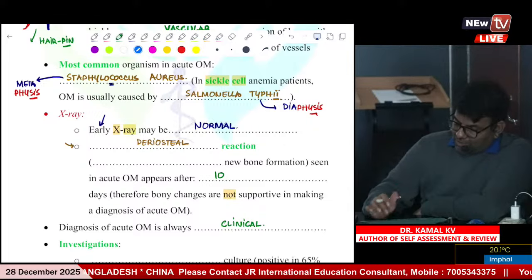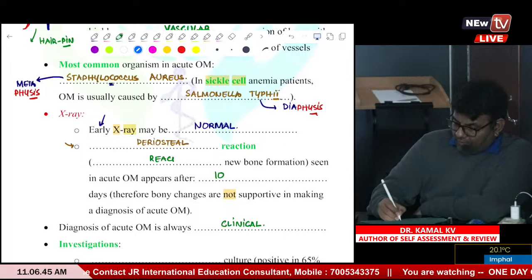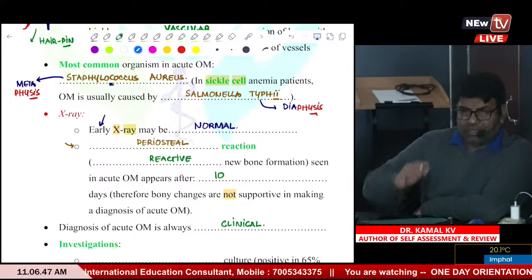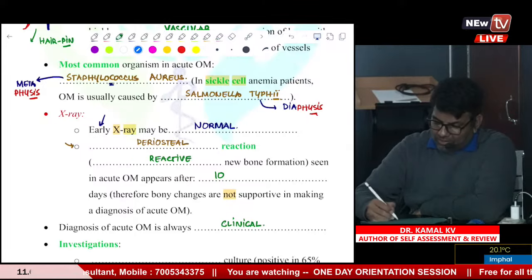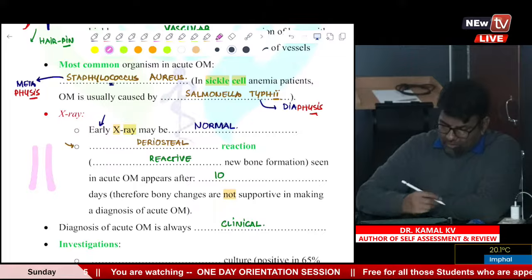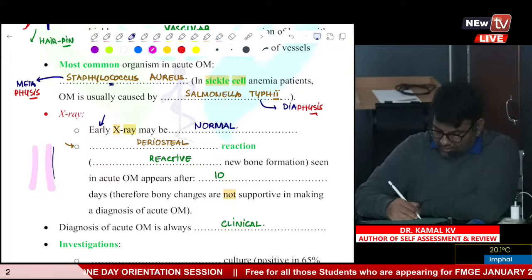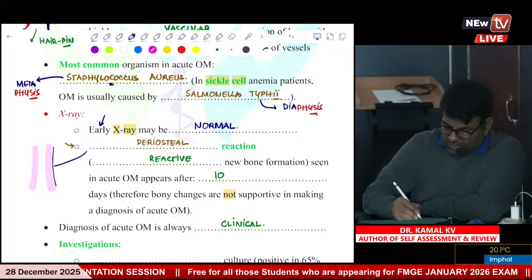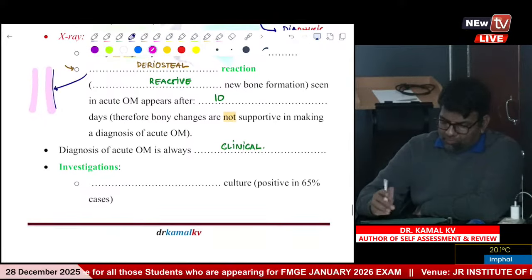And what is this periosteal reaction? It is actually because of inflammation, there is additional new bone formation over the periosteum, so it is known as periosteal reaction. So suppose if this is the bone, what happens on X-ray, we can see an additional white line like this. So this is known as periosteal reaction, but don't trust this.